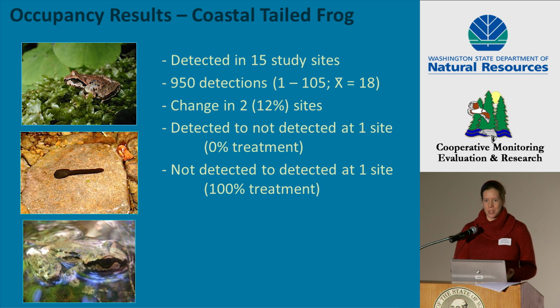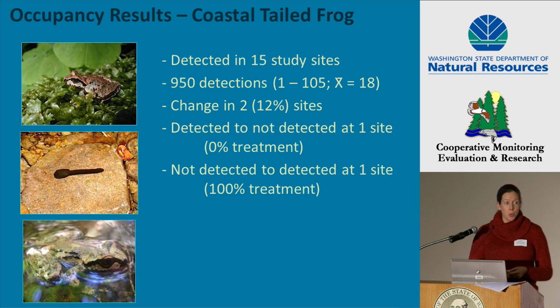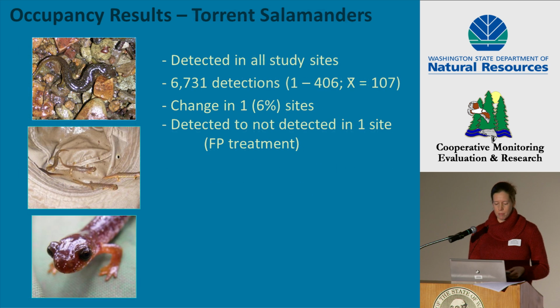And the average number per site and year was 18. We detected a change in occupancy at 2 sites. At one site, the species went from being detected in the pre-harvest period to not being detected in the post-harvest period, and that site was a 0% treatment basin. Then we saw the opposite at another site, where we did not detect the species in the pre-harvest period and then did detect it in the post-harvest period, at one of our 100% treatment sites.